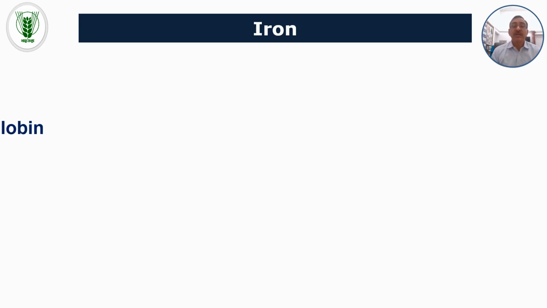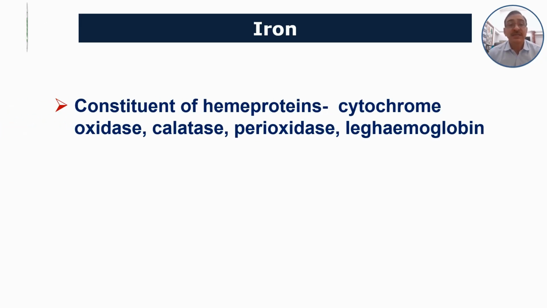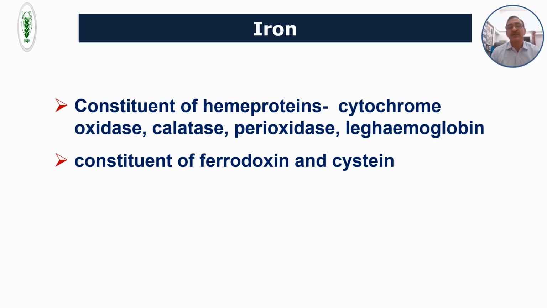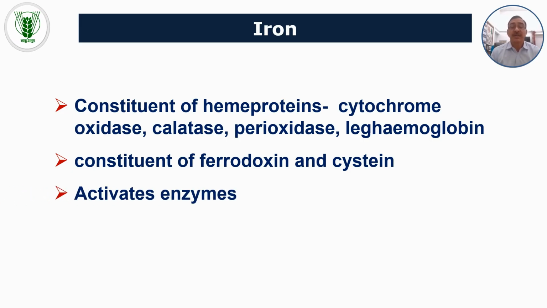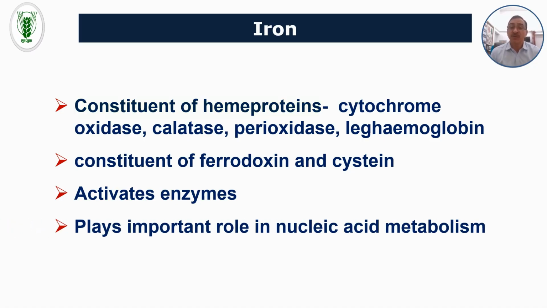Moving to the micronutrients, the first one is iron. Iron is the micronutrient which is required in the highest amount among the micronutrients. It is a constituent of hemoprotein, cytochrome oxidase, catalase, peroxidase, hemoglobin, and a constituent of ferredoxin and cysteine. It activates many enzymes and plays an important role in nucleic acid metabolism.